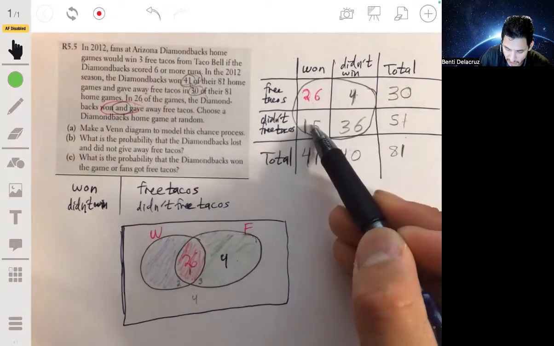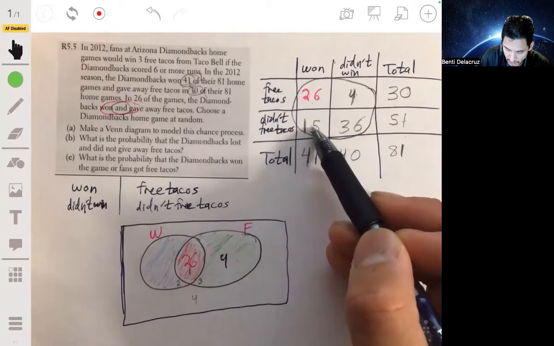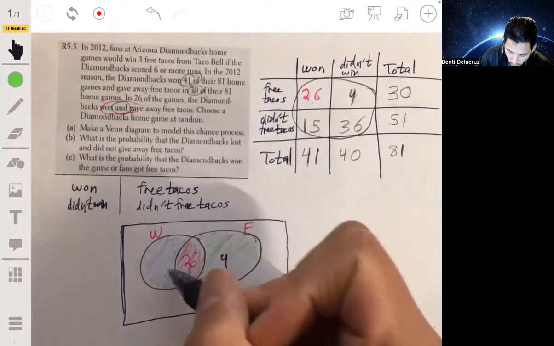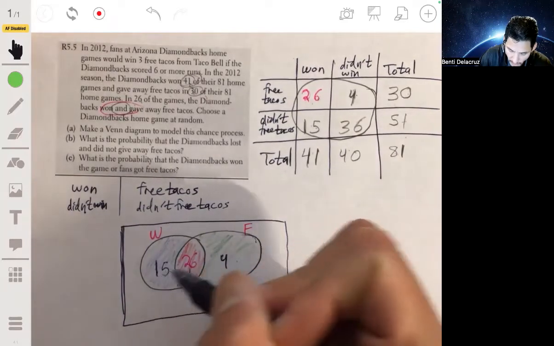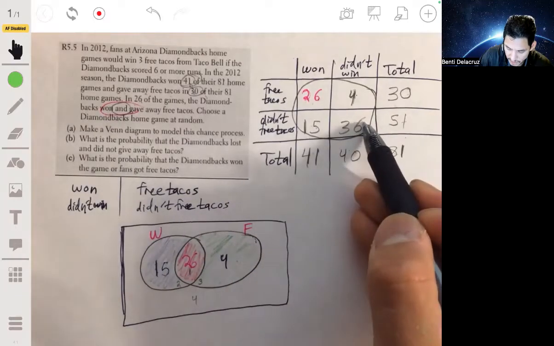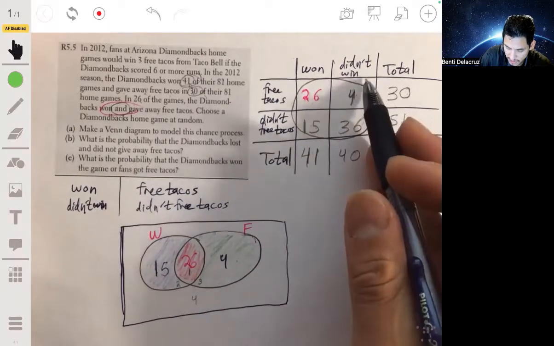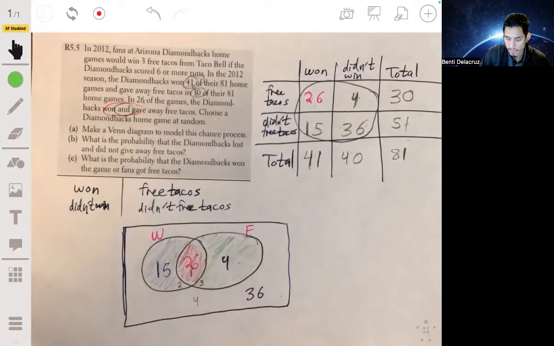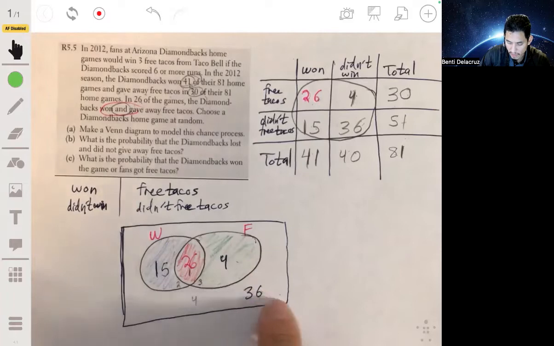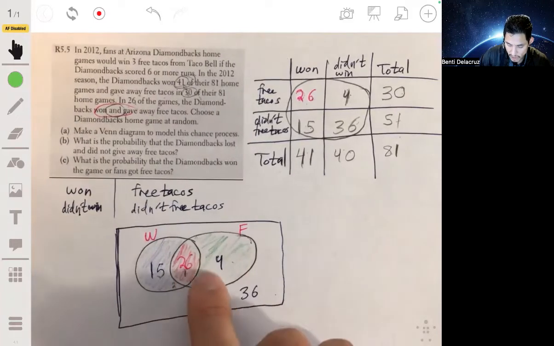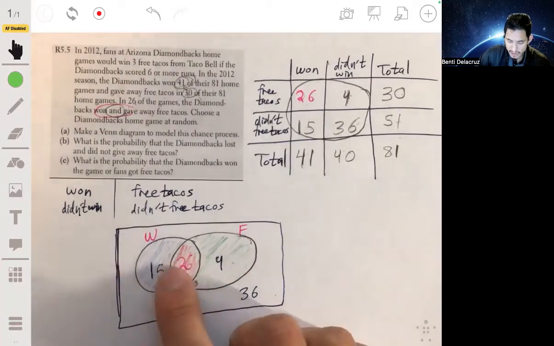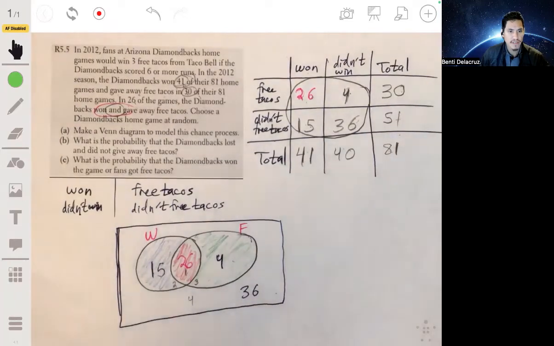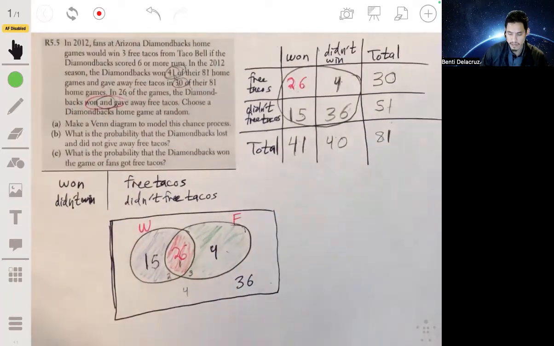Now this 15 is where they won but didn't get free tacos. So they're in the win, but not free tacos. So 15 would be there. And then 36 would be on the outside because 36 means they didn't win and didn't get free tacos. It'll be on the outside of that. And if you add these numbers, they're going to add to 81. So 40, 66, 81. And there you go. There's your Venn diagram. Now let's answer these problems.